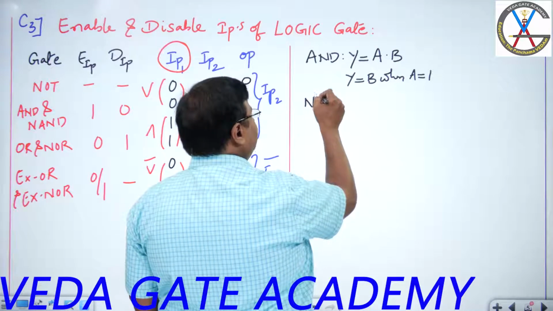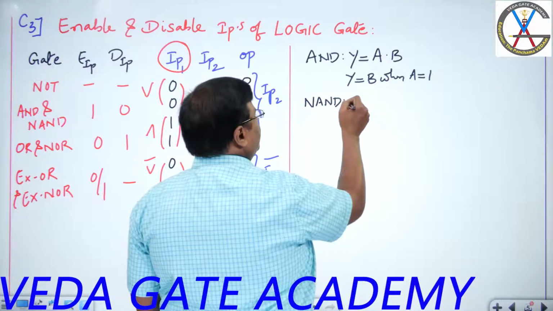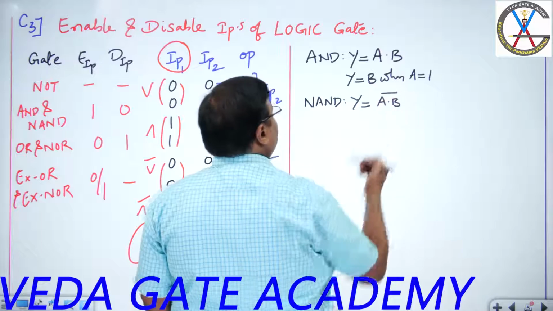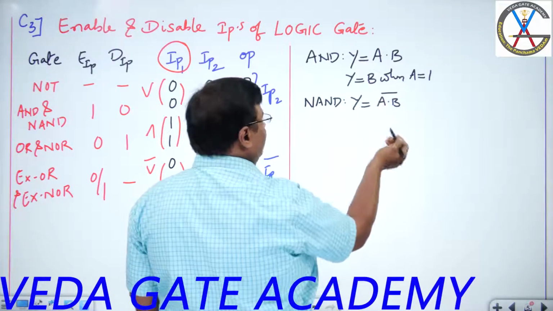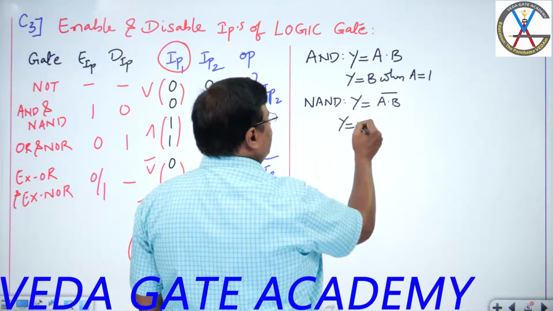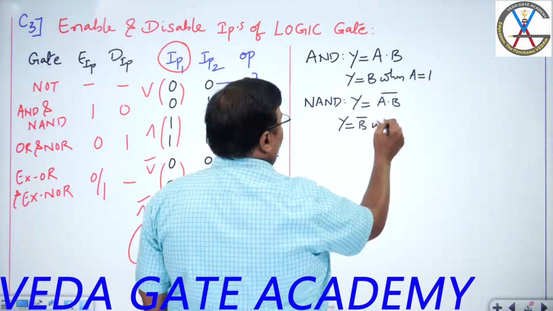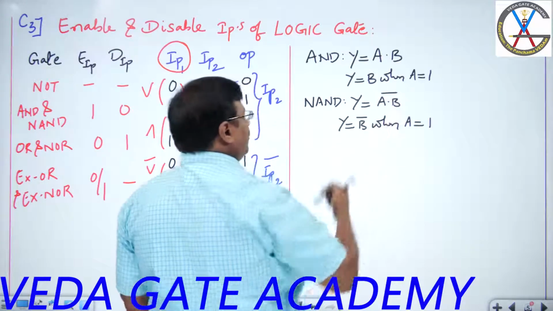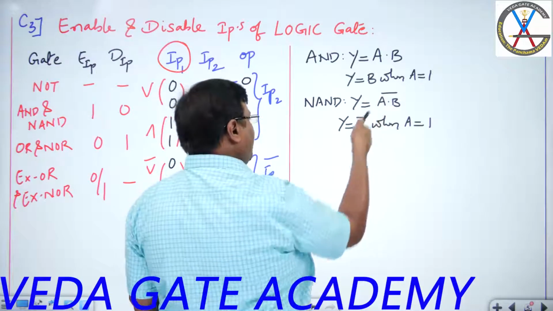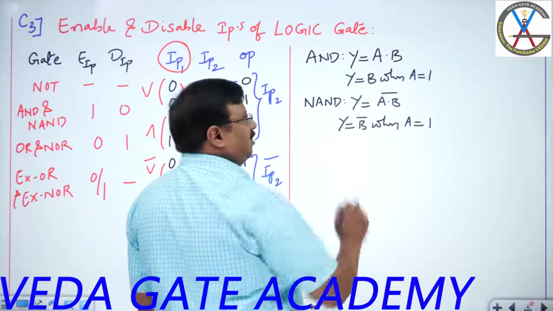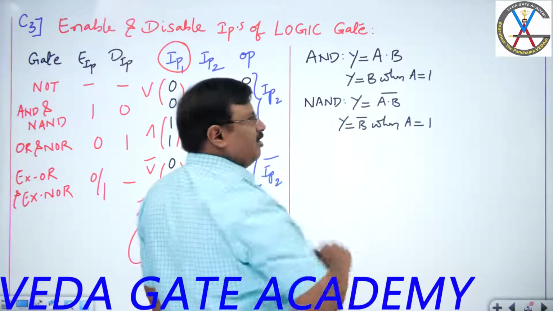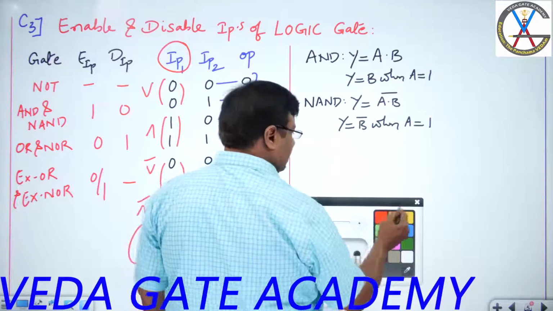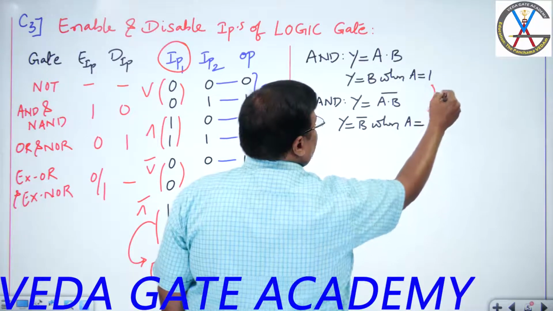Similarly, NAND. What is the equation? Y is equal to AB bar. So who is the reason for making B bar come to the output? Can I say Y is equal to B bar when A is equal to 1? Substitute A is equal to 1. So 1 into B bar equal to B bar. So who is making B bar come to the output? 1 on A. It is not A, it is 1 on A. Clear with this, right? So hence, in both these cases, this 1 is called enable input.